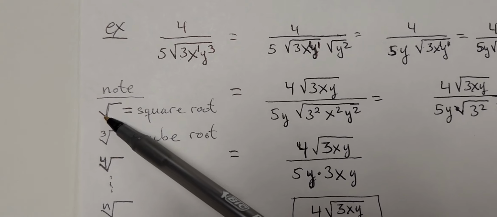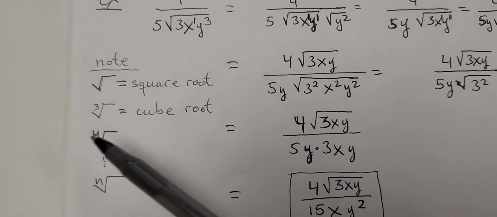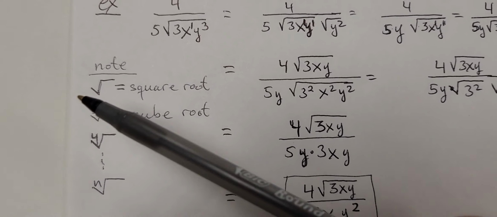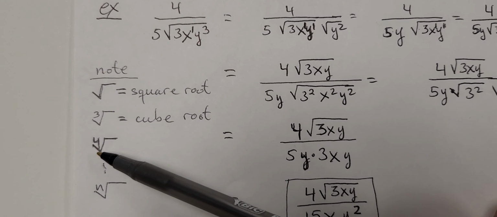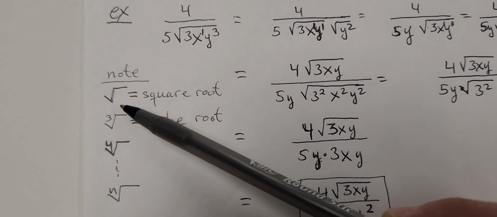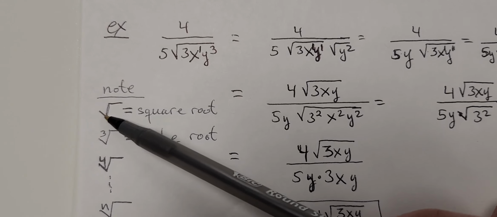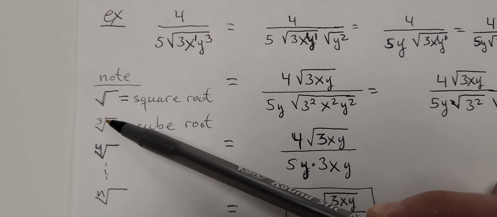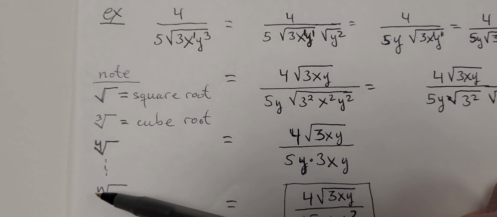I want to make a note. When you see this symbol, this is square root. When you see a 3, cube root, 4, fourth root, and so on. Also, these numbers right here where I am circling represent a group of how many things. So the first one is square root. Since it is square root, I want a group of 2 things. Cube root, I want a group of 3 things. Fourth root, I want a group of 4 things, and so on.